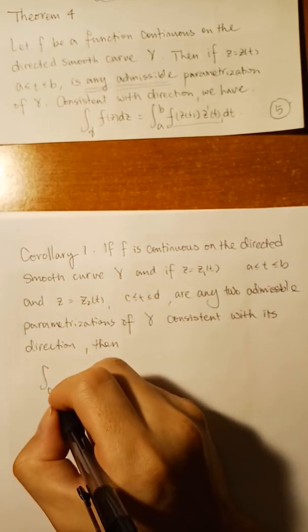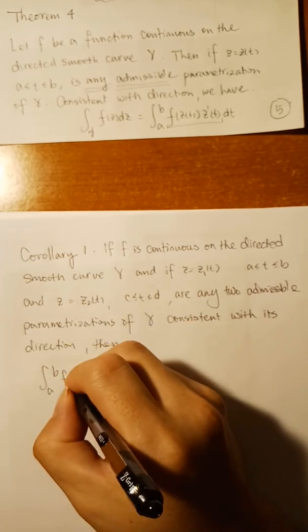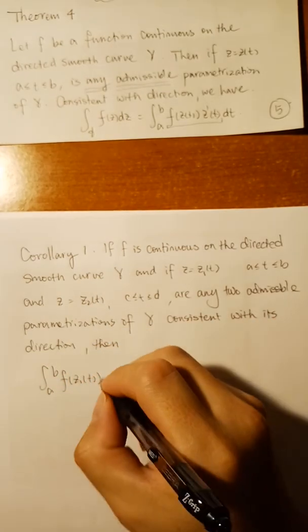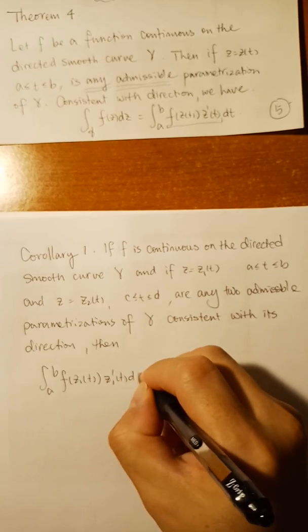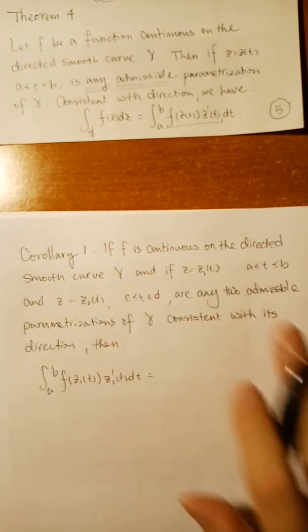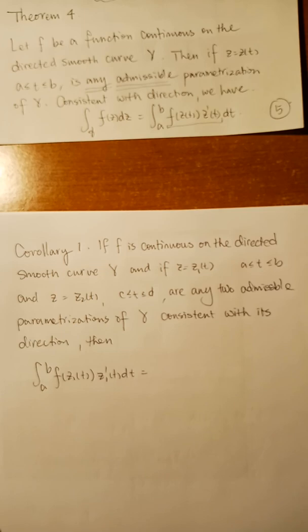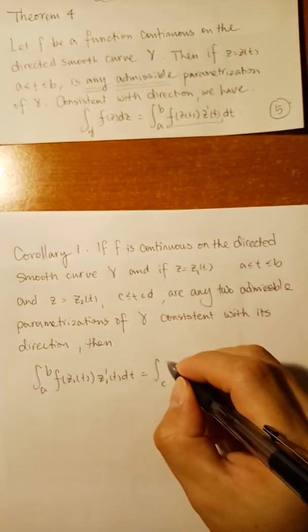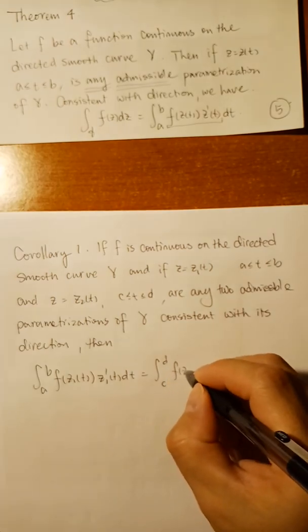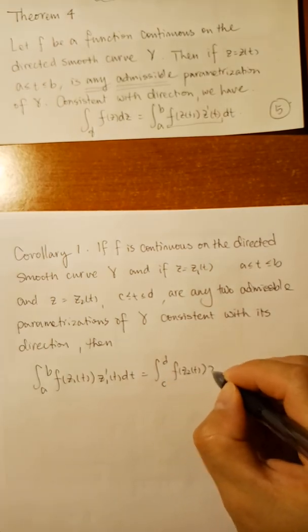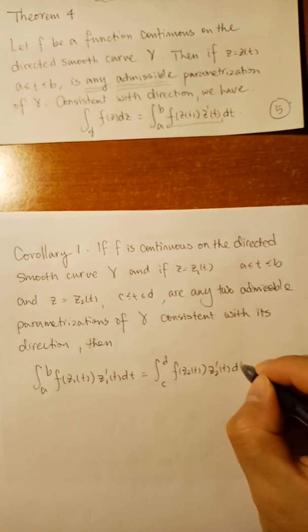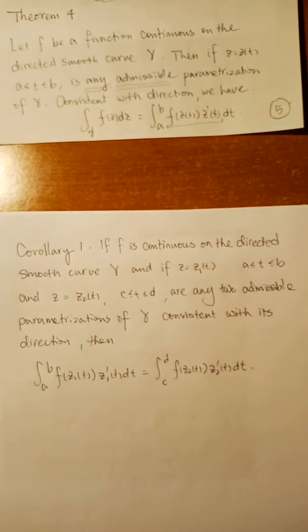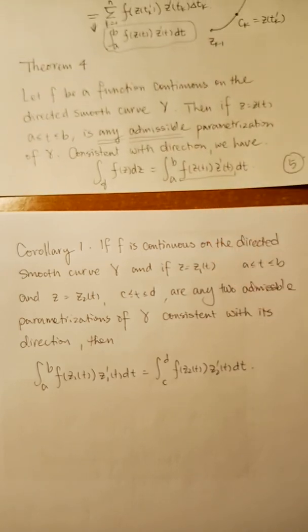the integral from a to b of f(z1(t)) z1'(t) dt. This is one computation for the Riemann integral along the complex curve gamma. It is equal to the integral from c to d of f(z2(t)) z2'(t) dt. Okay, so it's because they are both equal to the original integral, so of course they are equal to each other, right?